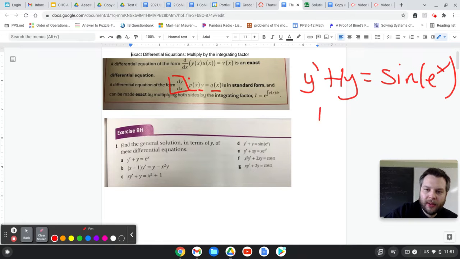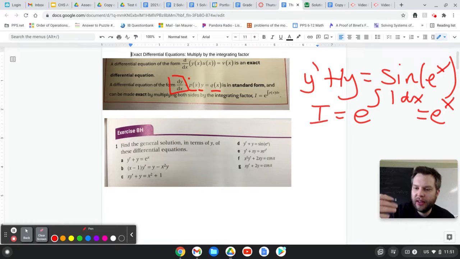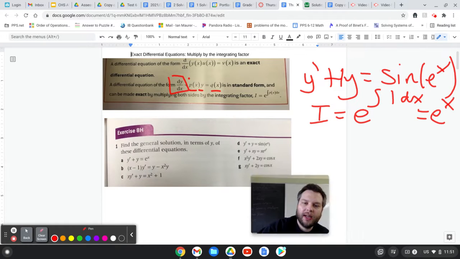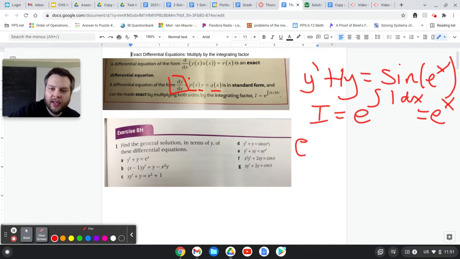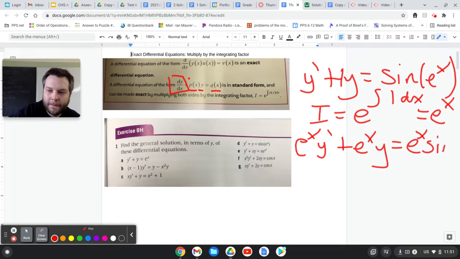You multiply by the integrating factor, which is e to the integral of the function of x dx. The antiderivative of 1 is just x. You can leave off the plus c when you do the integrating factor. You're going to multiply everything by e to the x. So I have e to the x times y prime plus e to the x times y. Don't forget to include the right side of the equation when you multiply. You got to multiply all the terms.